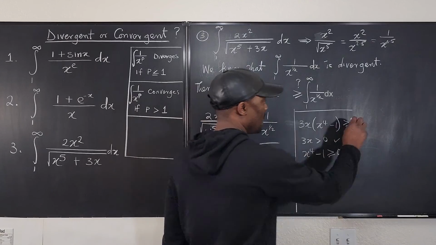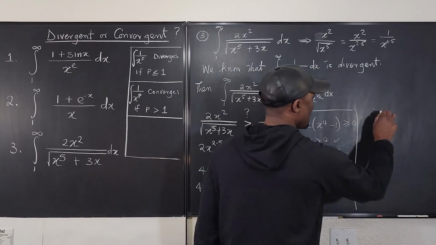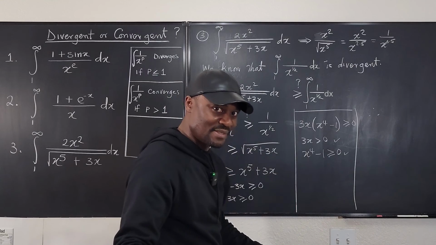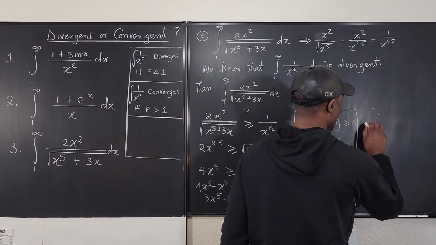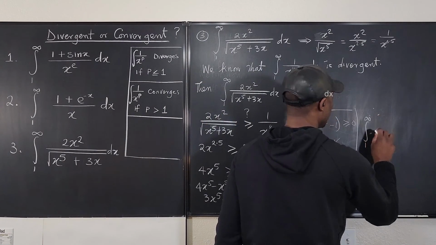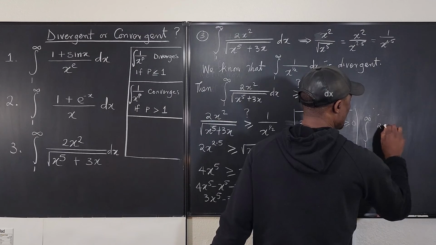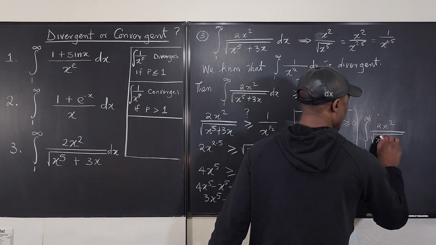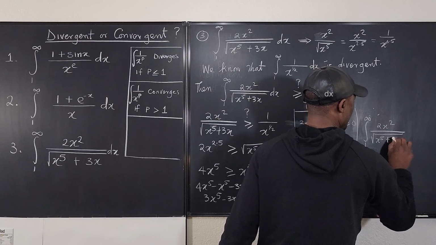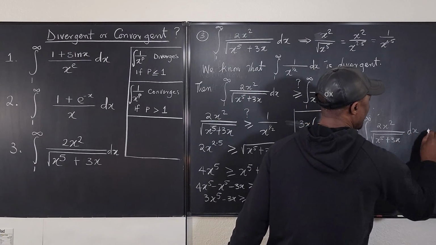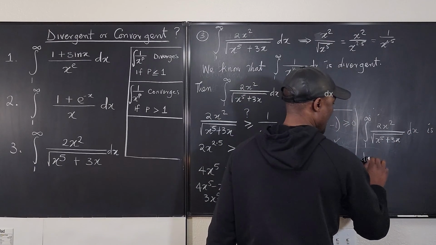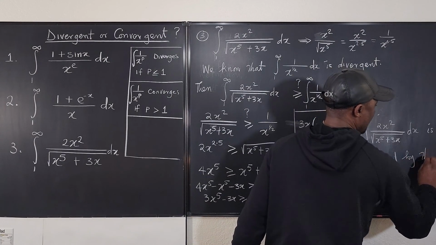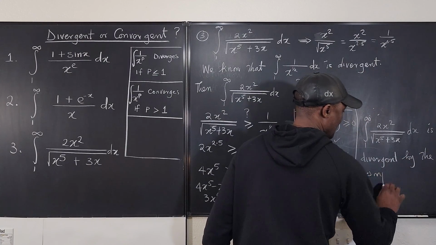So you say, therefore. So remember, is greater than when it's divergent. Don't mix them up. So therefore, we say the integral from 1 to infinity of 2x squared over the square root of x to the fifth plus 3x dx is divergent by the comparison test.